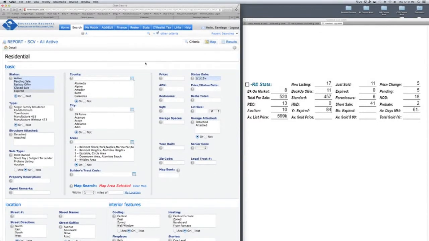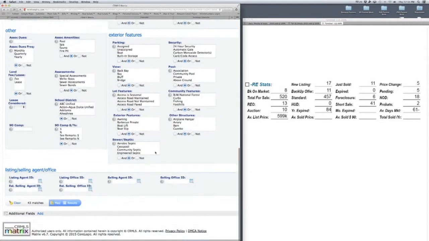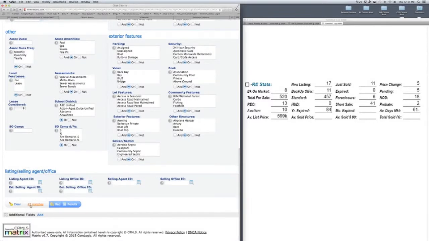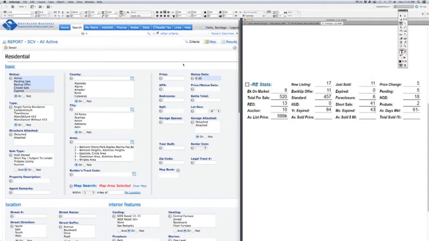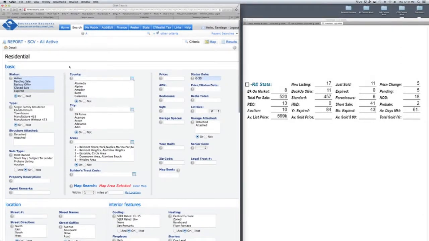Now let's find out how many have expired within the last 30 days. I'm going to go to my status date once again, erase that, and put 0-30. And now it's going to tell me that within the last 30 days, we have had 43 homes expired. So let's plug that in. Great. Okay, now expired is done.